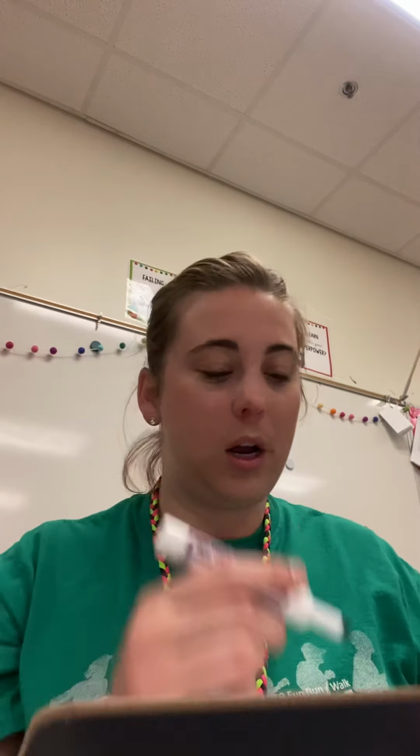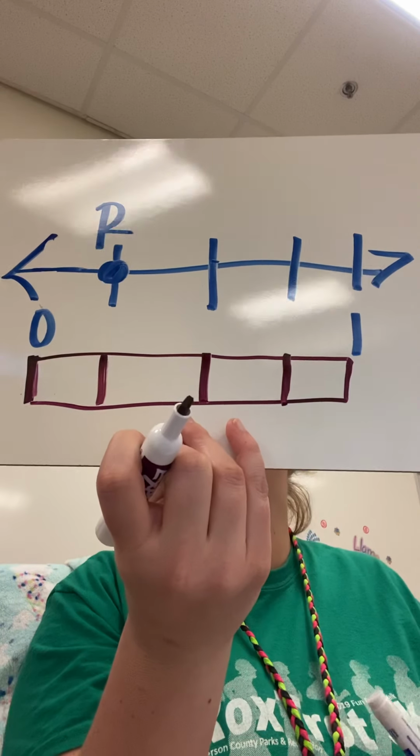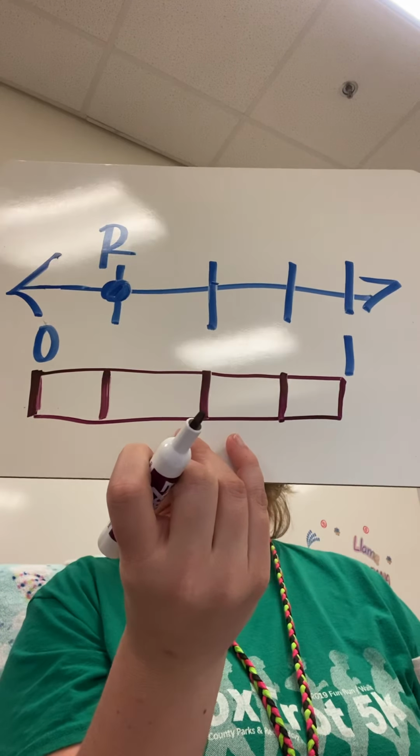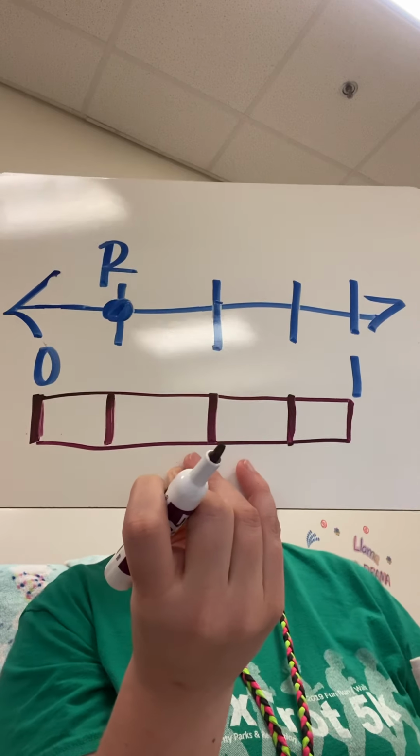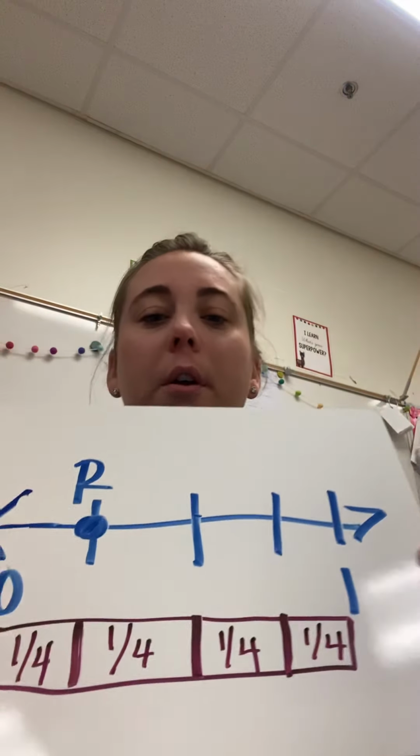We'll draw it in my separate color just to make it easier on us all. We'll go ahead and partition it. Each piece represents how much, friends? Each piece represents how much? That's right. Each piece, 1/4. Or a quarter. It's another word for fourth.